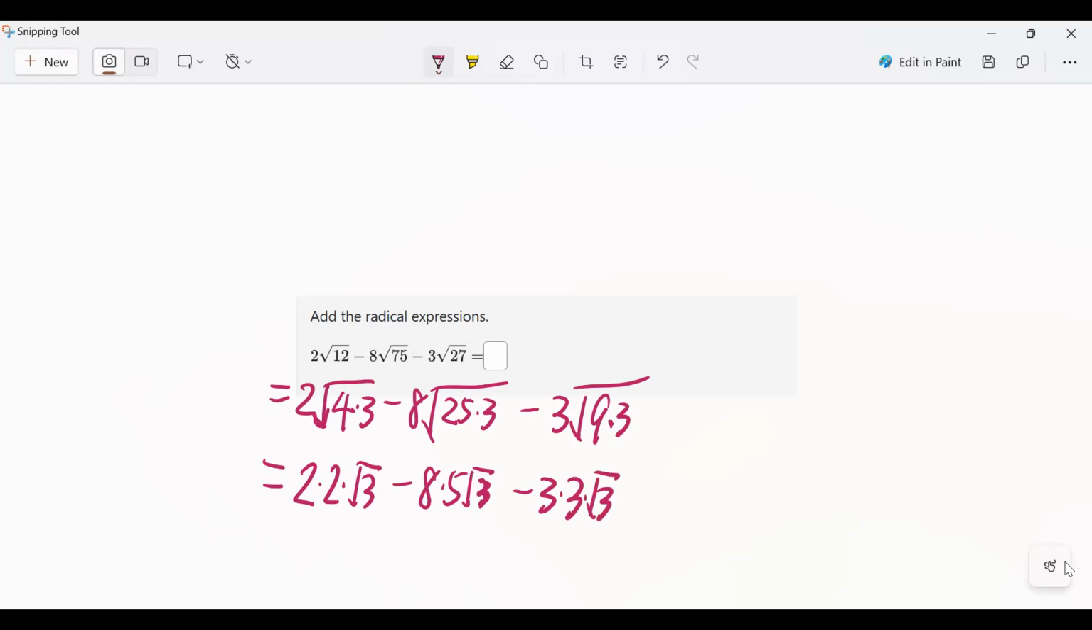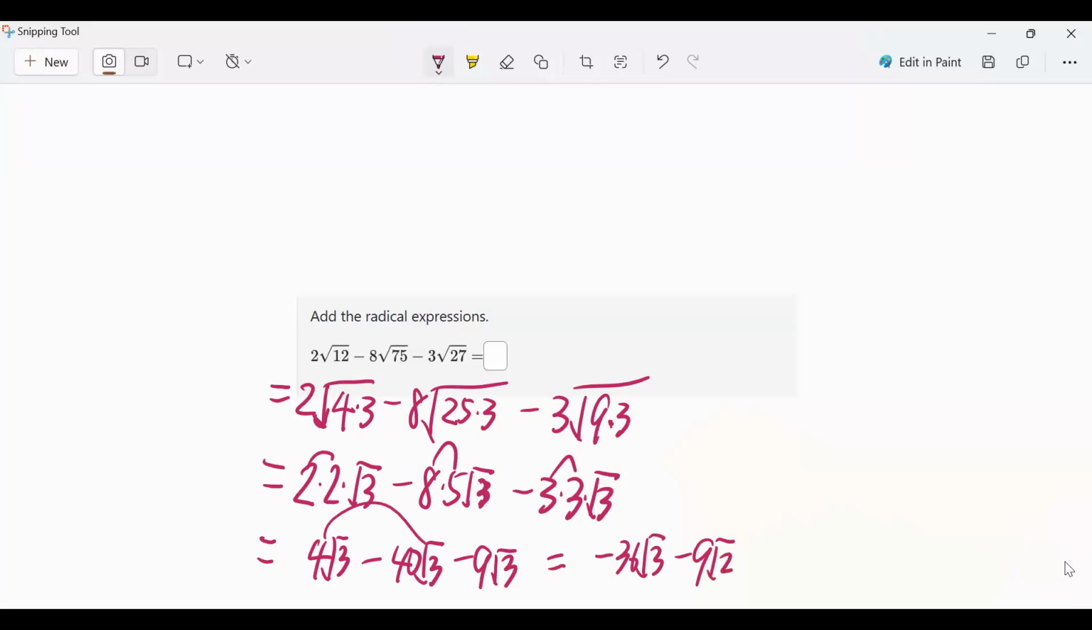And from here, I will just simplify. 2 times 2 is 4, 4 radical 3 minus 40 radical 3. 3 times 5, 3 times 3 is 9, minus 9 radical 3. 4 minus 40 is minus 36 radical 3 minus 9 radical 3. Now, two negative numbers, keep the sign. Adding 36 and 9 is 45 radical 3.